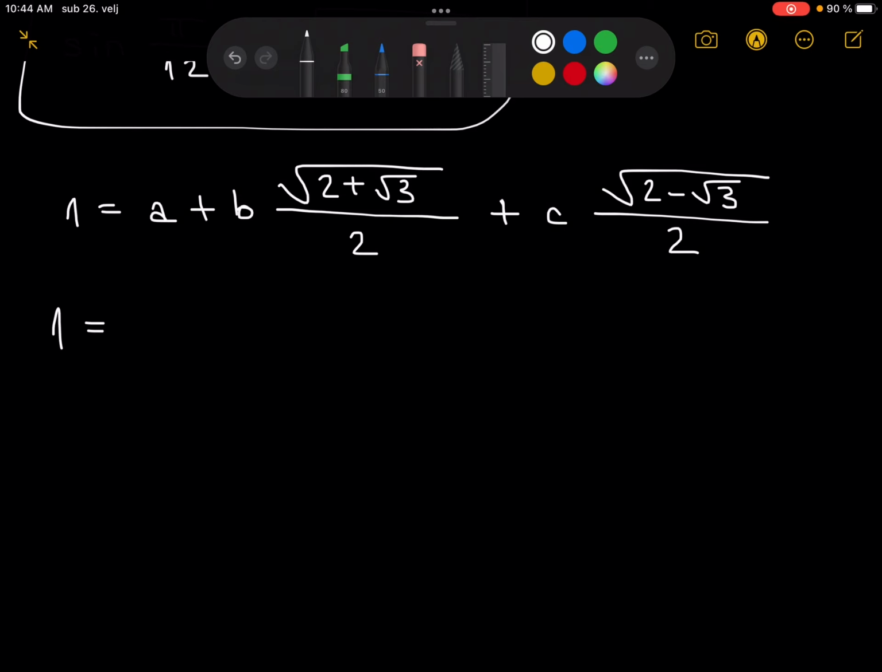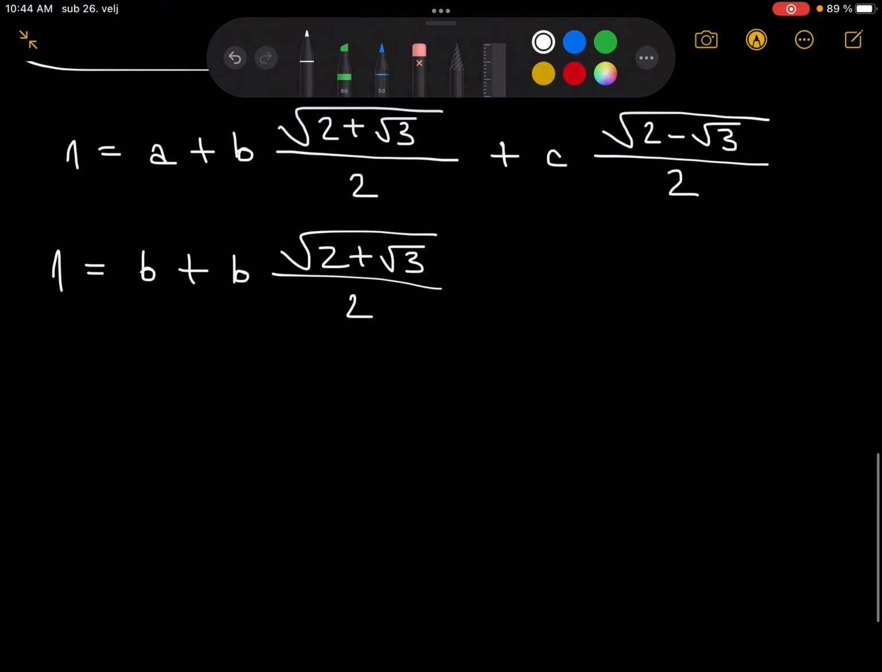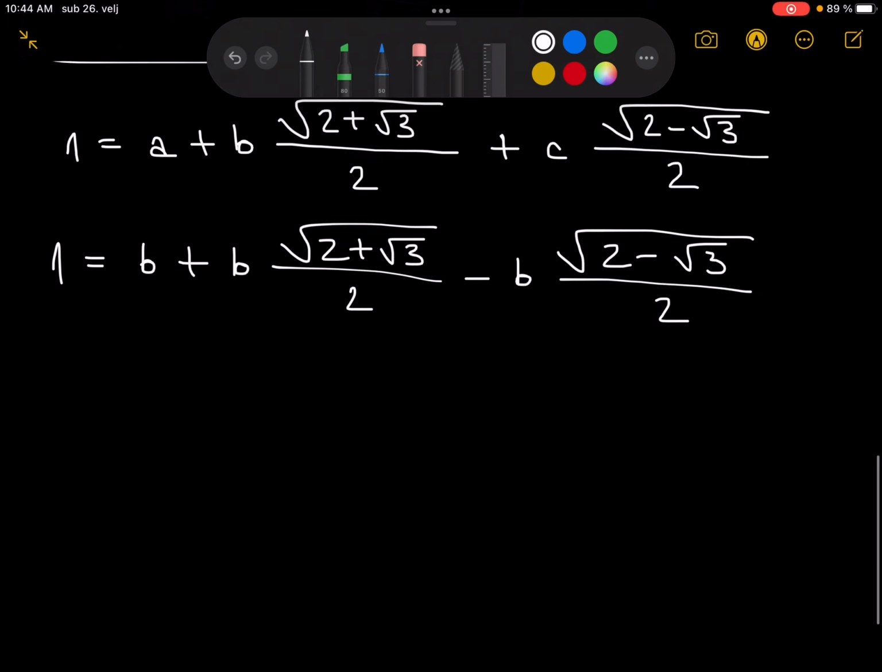So we said that a is equal to b. Okay, so b plus b times (2 plus the square root of 3), b times the square root of 2 plus the square root of 3 over 2. And remember that c is equal to negative b. So that's going to be minus b. That's going to be minus b times the square root of 2 minus the square root of 3 over 2.